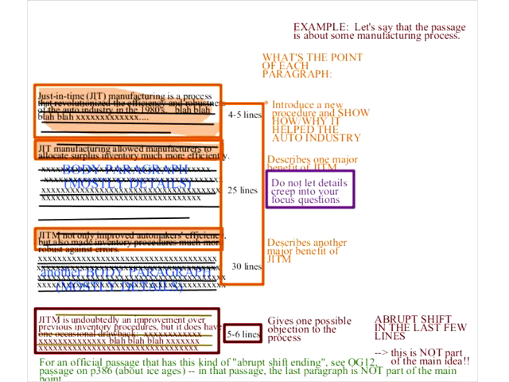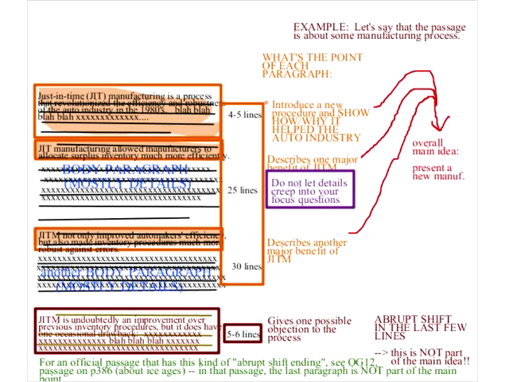Okay, so the best summary of the main idea would be to take these three and try to collapse them into one giant main idea. So if you do that, then you get a main idea. The overall main idea of this thing is to present a new manufacturing process and show how it benefits a certain industry. Any questions?